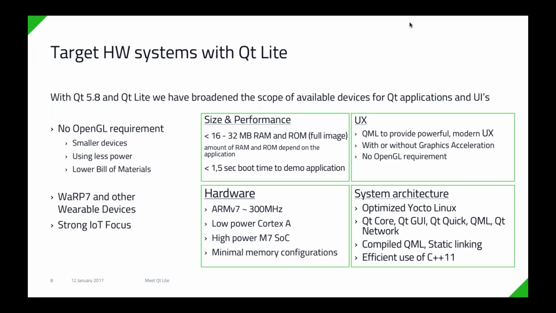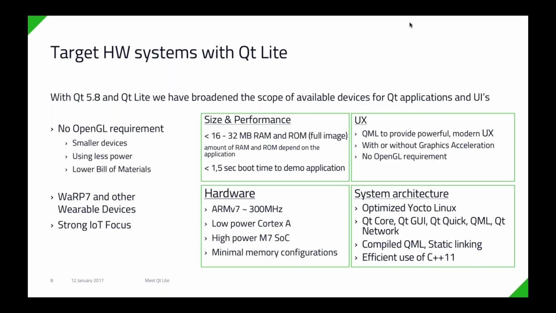So we're looking at something like ARMv7 and mainly Cortex-A type architecture. Now, there has been a lot of discussion about the Cortex-M and these ARM M hardware. The high-power M7 SoCs are clearly possible to use with Qt Lite, but there are memory limitations on those that could make it difficult. So some of the high-powered ones might be a good option for that.